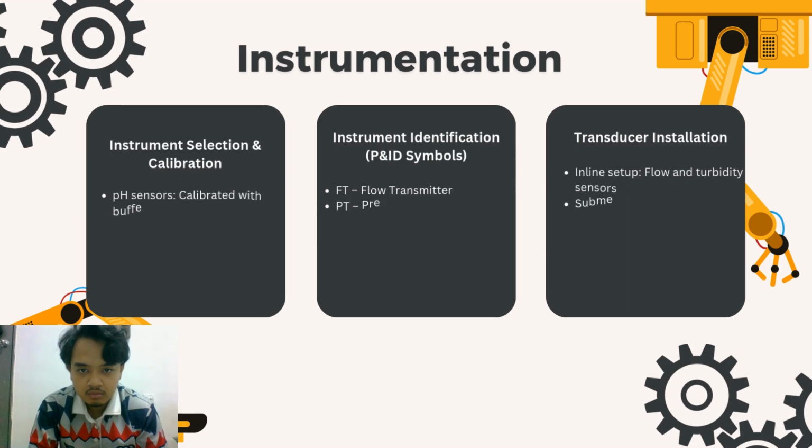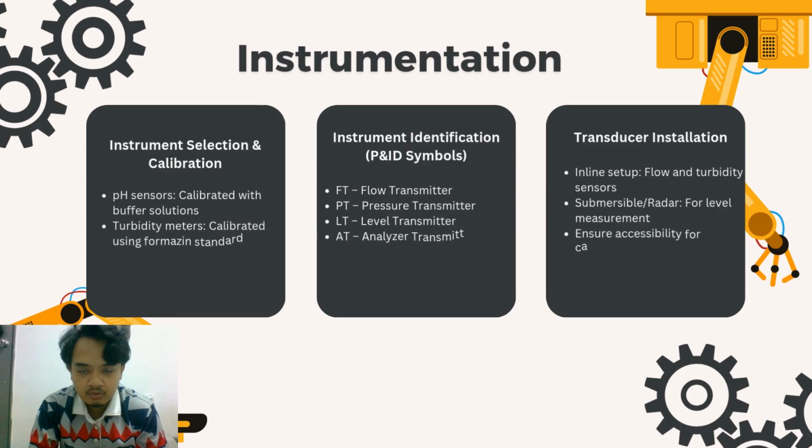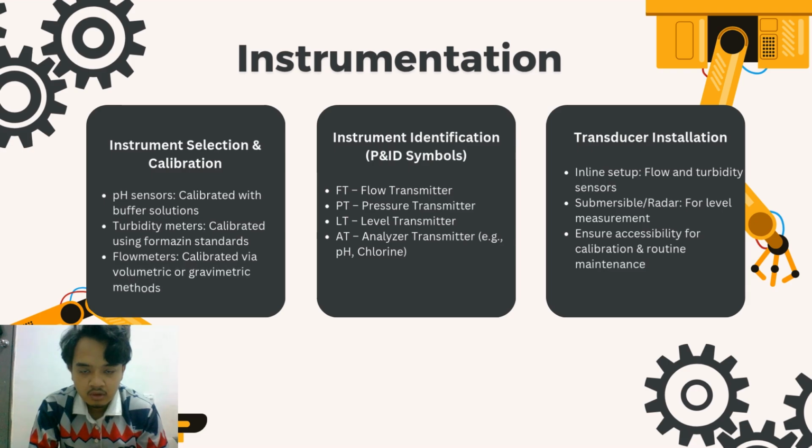We'll be presenting about the instrumentation. So, for the instrumentation, we have three points, which are instrument selection and calibration, and then the second one is instrument identification, which is P&ID symbols, and then the last one is transducer installation.